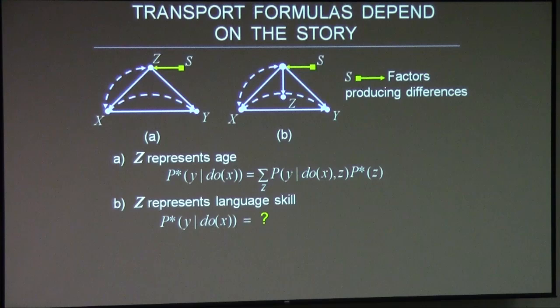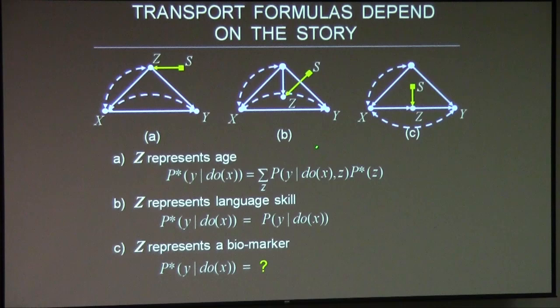What about if Z stands for something else? Z stands for a biomarker that stands between X and Y. Does it require a new formula? Turns out yes. Here we are facing a situation where every story demands a new calibration formula. Can we get the rule, like Abraham? What is the rule? You give me the story, I'll give you the right way of combining data from the two locations.